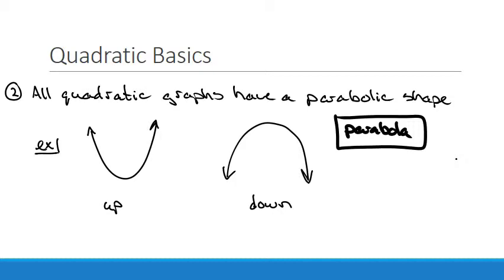So you can see in this first one, it's a parabola going upwards. In the second one, it is a parabola going downwards. When it's up, it looks like a smile. So it's happy, it's positive. When it's going down, it looks like a frown. It's sad, it's negative.